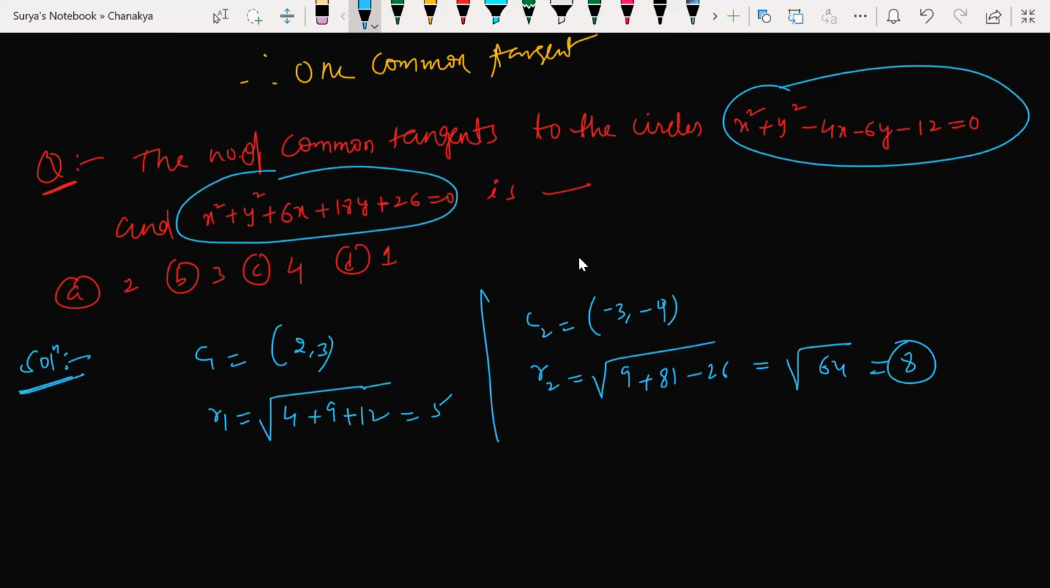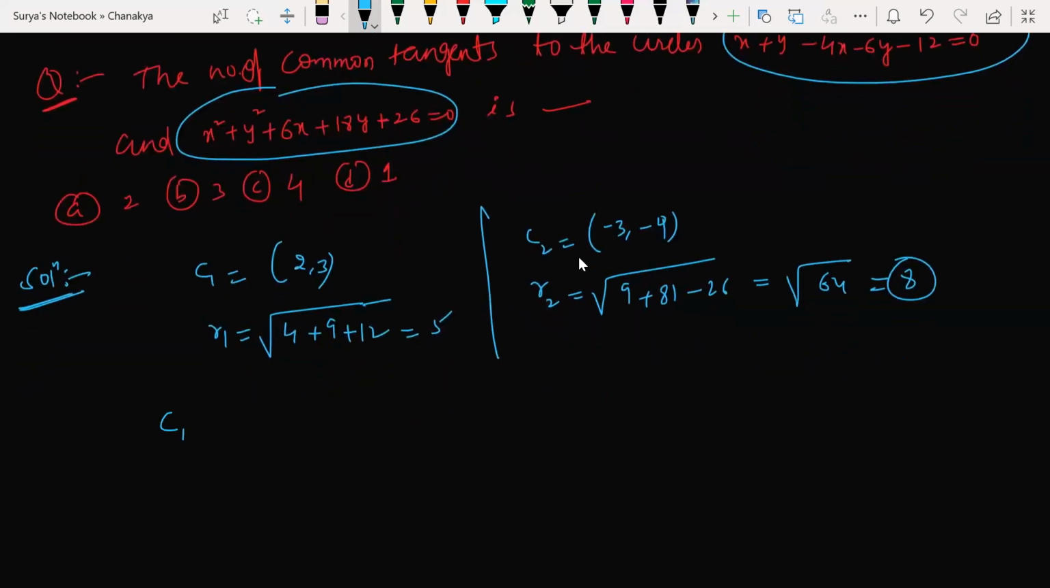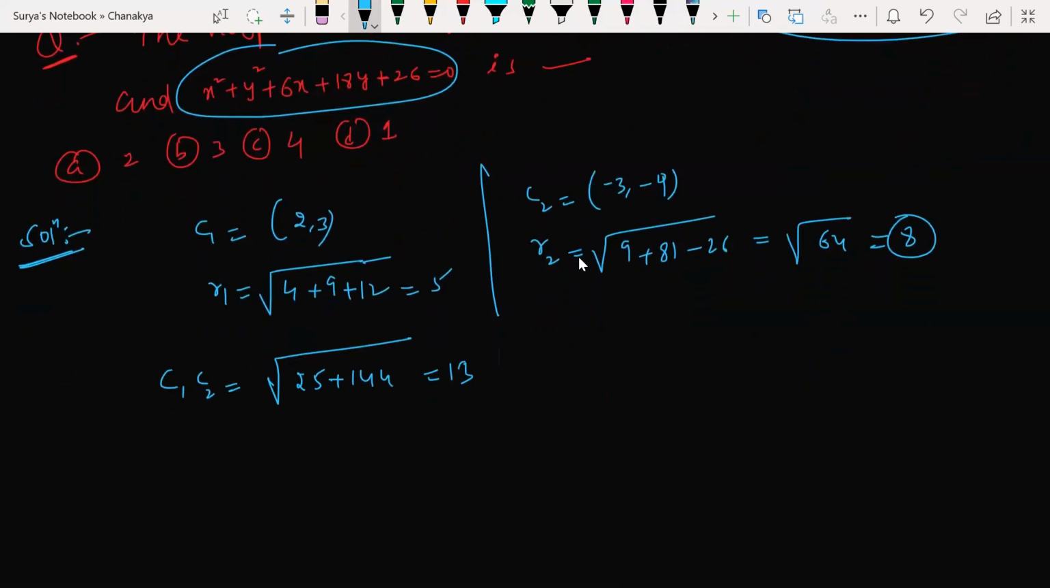Am I correct? Yes, sir. Correct, children. Now look at your C1, C2. Distance between C1 and C2 is what? Minus 3 minus 2 whole square. So 5 square 25. 9 minus minus 3, so 12. 12 square 144. 25 plus 144 is 169. Square root of 169 is 13. Am I correct? C1, C2 is 13. R1 plus R2 is what? Very simple. R1 plus R2 is 13. Therefore, C1, C2 is equal to R1 plus R2 here.